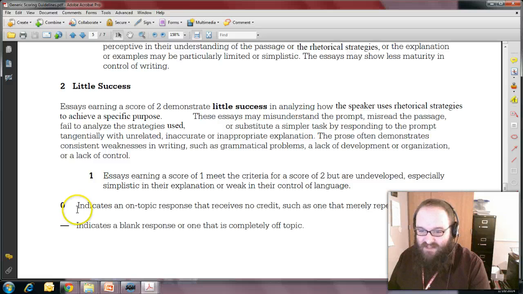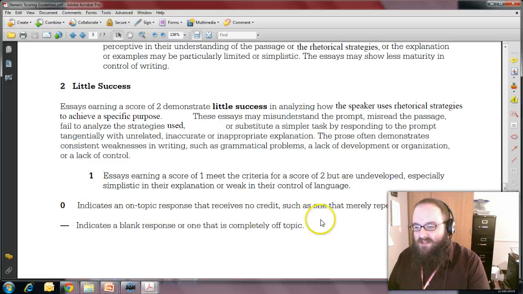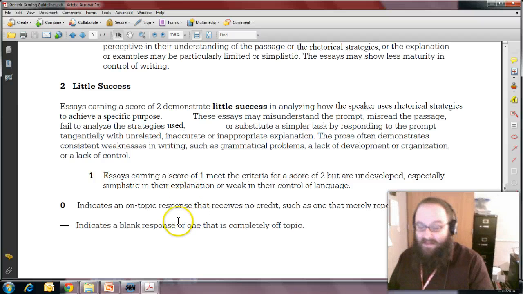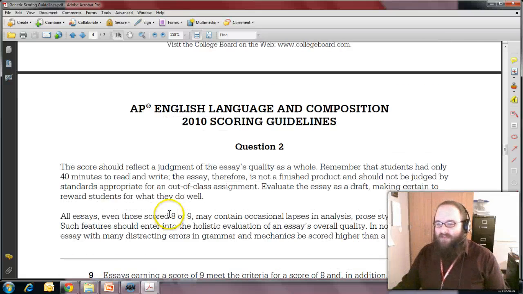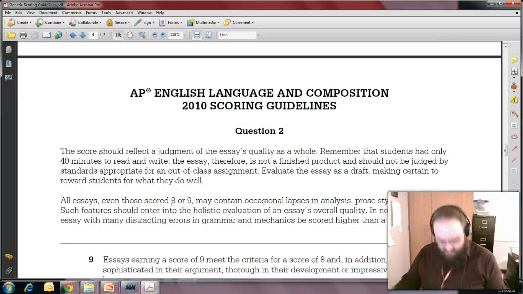And then finally, 0 indicates an off-topic response that receives no credit, such as one that merely repeats the prompt. So we can't say that you were off topic because you repeated the prompt, or you just wrote down Green's speech and turned that in. That would get you a 0 and no points. All right, so those are the scoring guidelines that we use for that Q2 rhetorical analysis question.